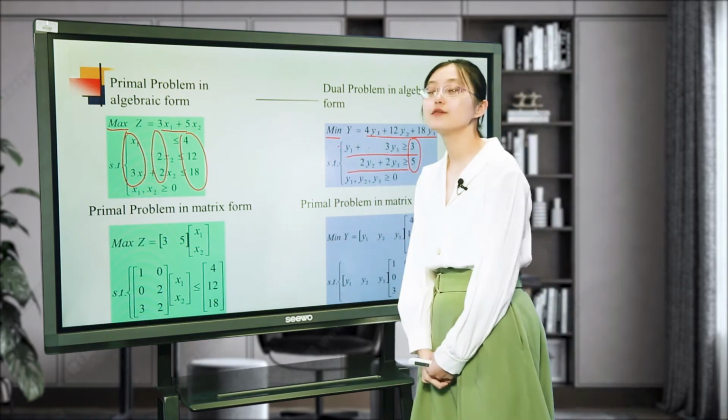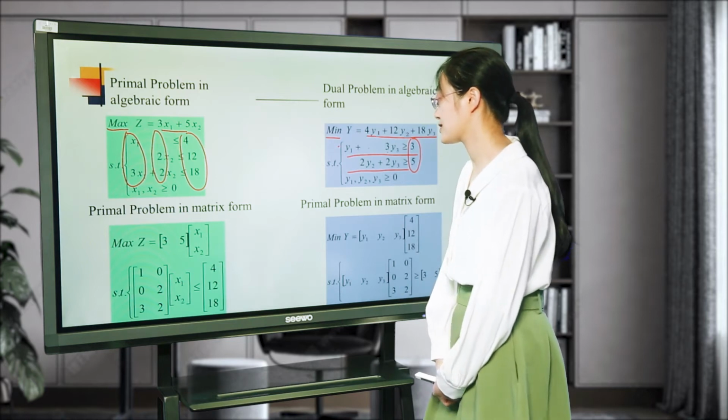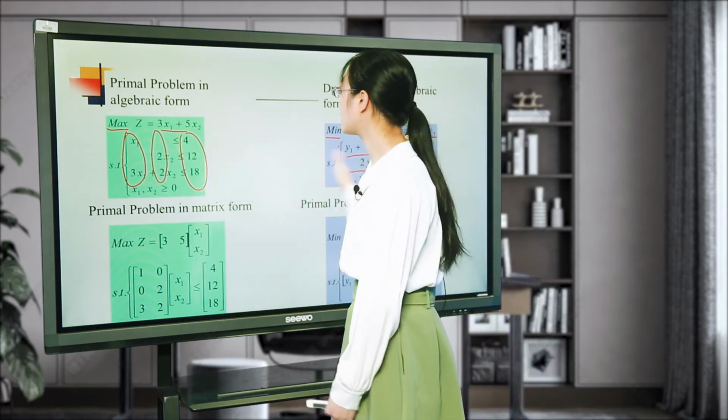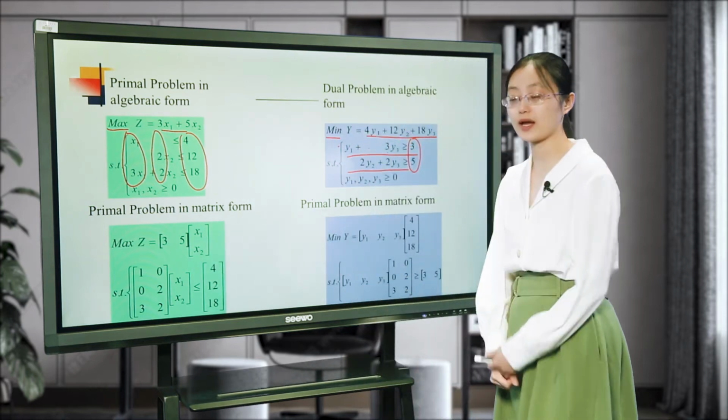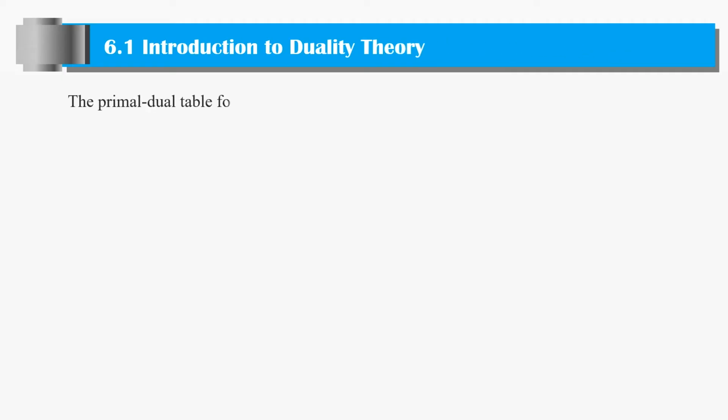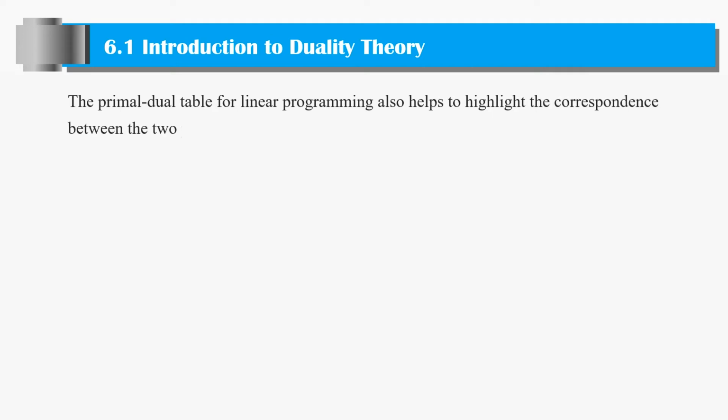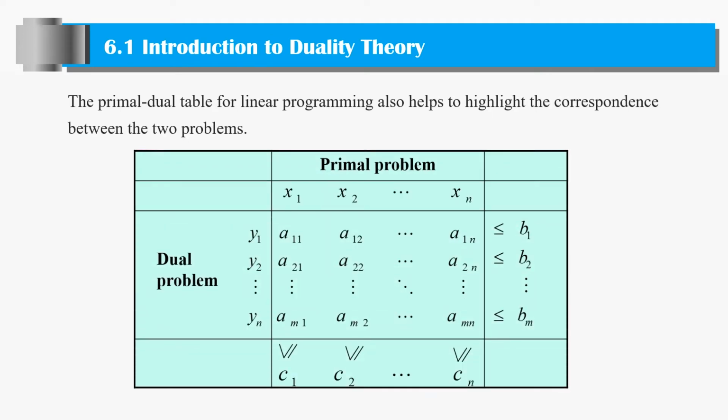So if we use the matrix representation for the dual problem and the primal problem, we can also express them in this way. We also have the primal-dual table to help us see the relations between the coefficients, variables, and constraints in the dual problem compared with the primal problem.